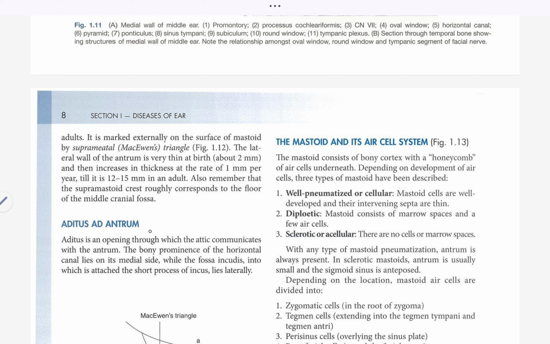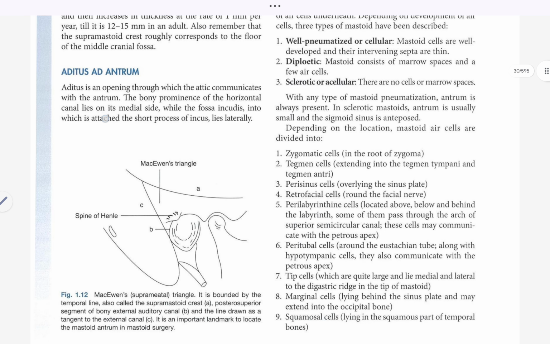Aditus ad antrum. The aditus is an opening through which the attic communicates with the antrum. The bony prominence of the horizontal canal lies on its medial side, while the fossa incudis, into which is attached the short process of the incus, lies laterally.